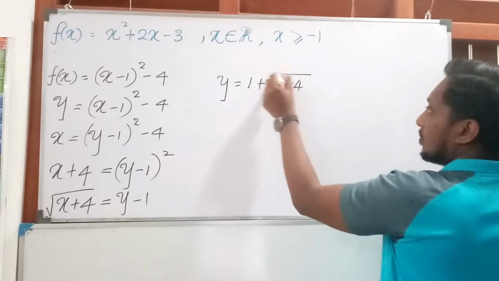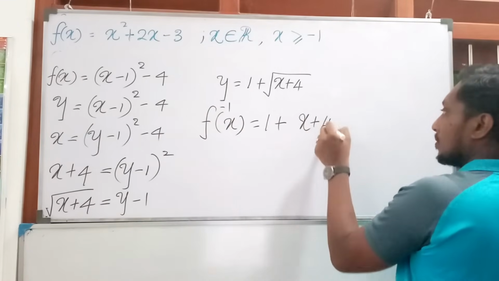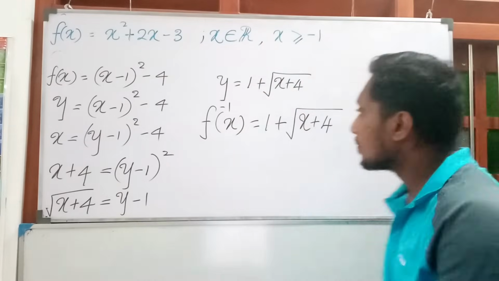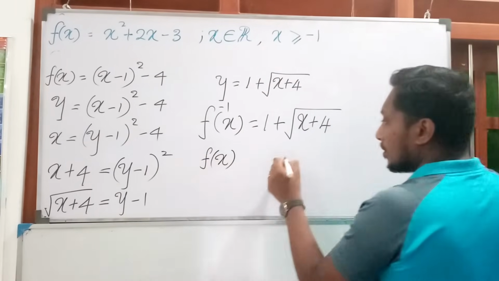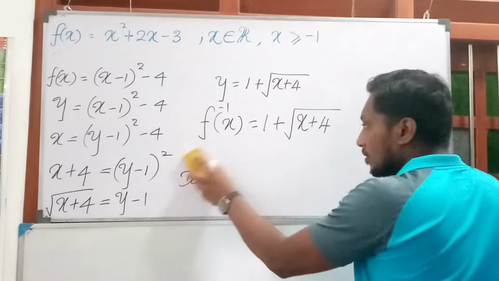At this time we will take the positive square root, because if you take the negative square root, the condition given in the domain of the function is violated. That's why we will omit the negative part. So therefore the inverse function is equal to 1 plus square root of x plus 4.